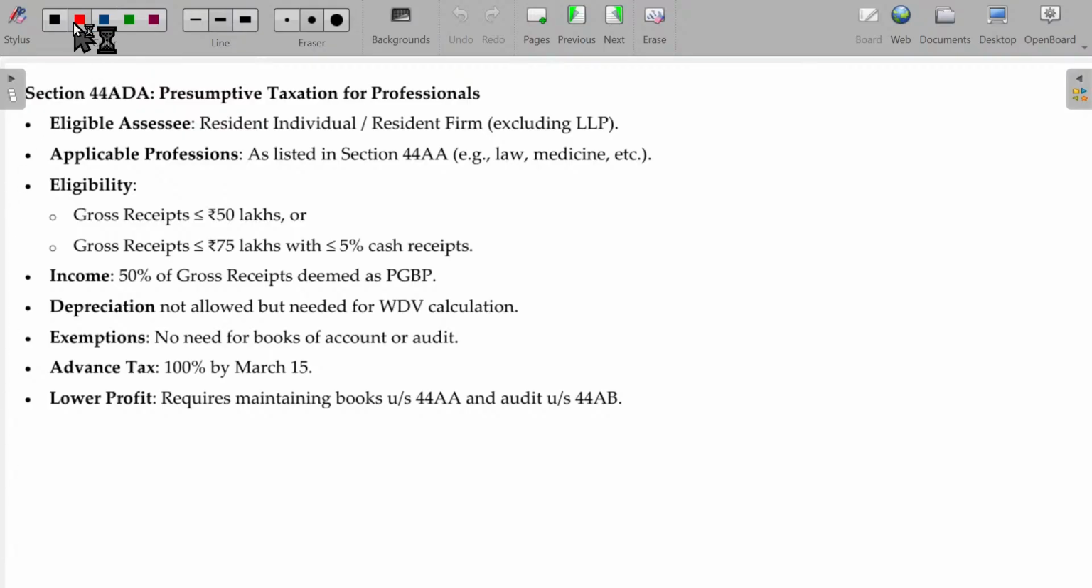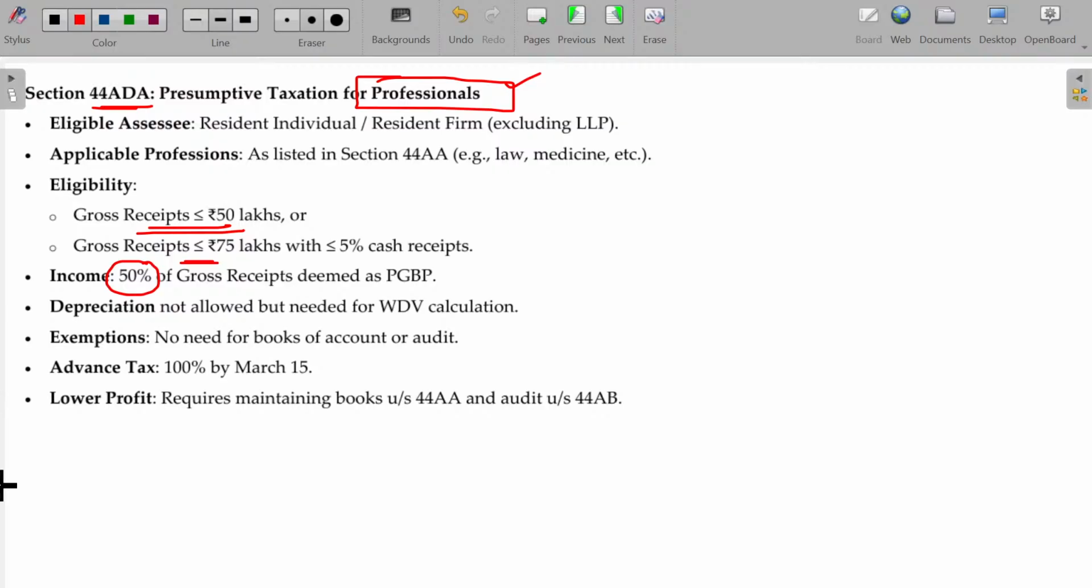In case of 44ADA, this is applicable for professionals. Already we referred who are called professionals. Also, the provision is similar to what? 44AD only. You need not study further. Only one point, it is for professionals and gross receipts should be less than or equal to 50 lakhs rather than 2 crores and 3 crores; here, 50 lakhs and 75 lakhs. And income, 8% or 6%, you know, here it is 50%. Rest of the things are similar.